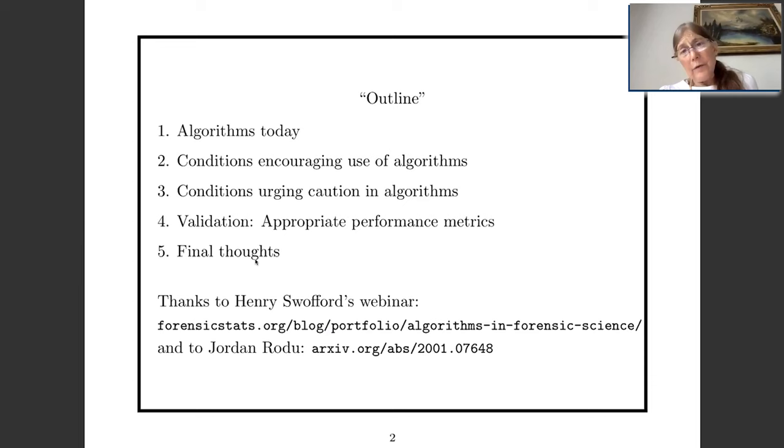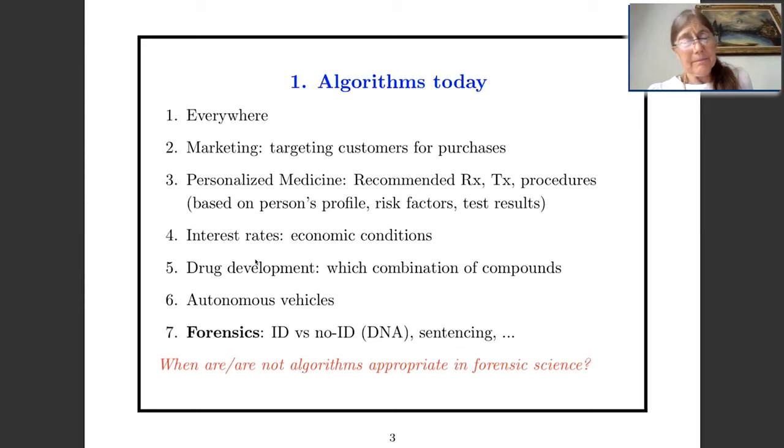And as everyone has been saying today, algorithms are everywhere: targeting customers for purchases, personalized medicine, recommended drugs, treatments, procedures, et cetera, based on a person's profile, risk factors, and test results. And I can't help mentioning, when Jeff was talking, that the clinical medicine field has been down the route that I think forensic science is going down right now.